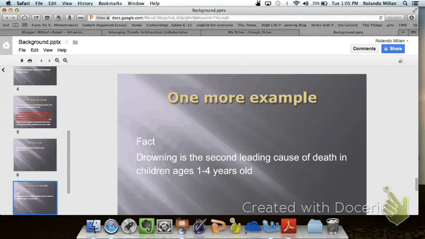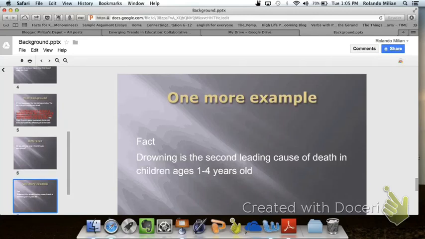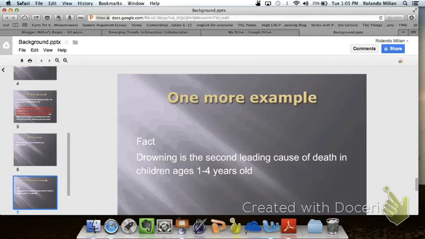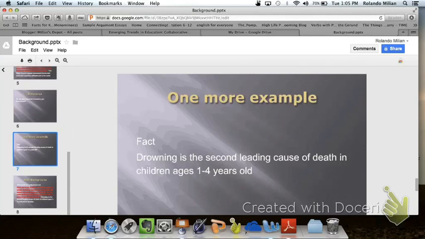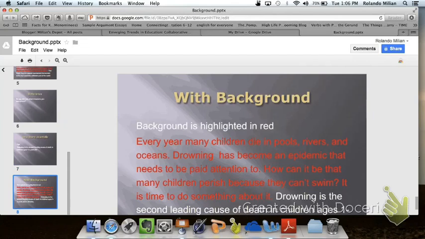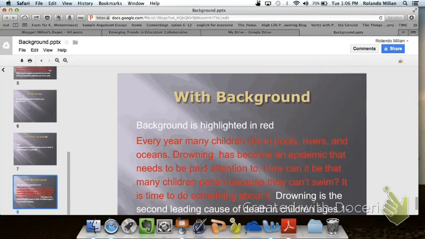Now, let's look at one more example. Drowning is the second leading cause of death in children ages 1 to 4 years old. Again, this is just a fact that by itself it just says that drowning is the leading cause for children ages 1 to 4. But look what happens when we put this with background.